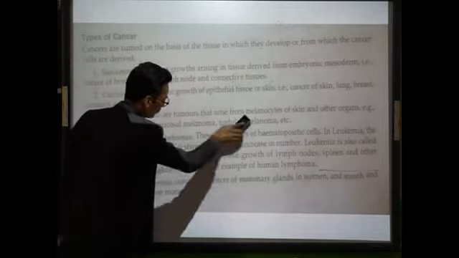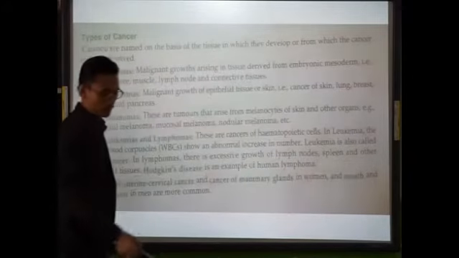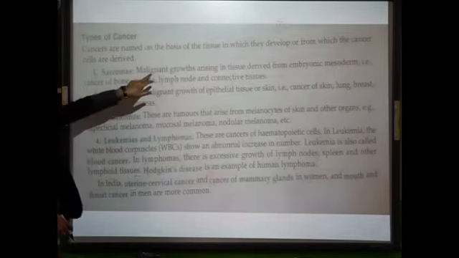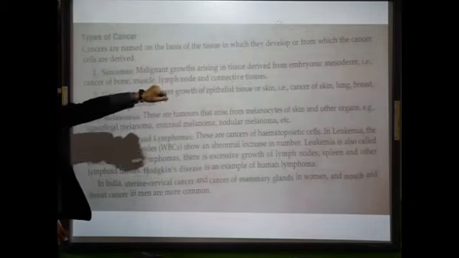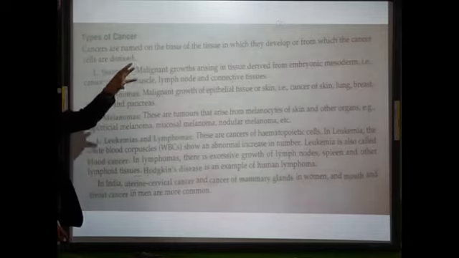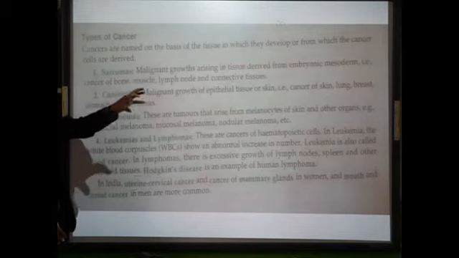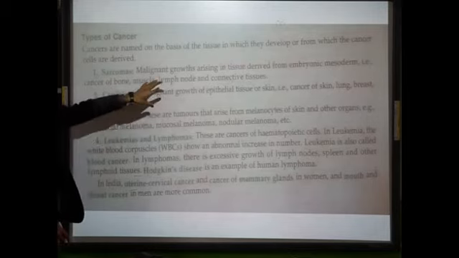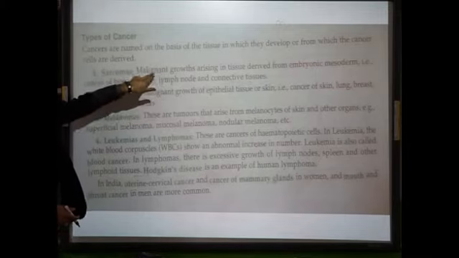It is important to remember the different types of tumor. The different types of tumors start with sarcomas, where there is malignant growth in tissue derived from embryonic mesoderm. Remember the embryonic germ layers: ectoderm, endoderm, and mesoderm. We get the different tissues and organs in our body from them during embryonic development. So those tissues mainly derived from the embryonic mesoderm will undergo malignant growth.